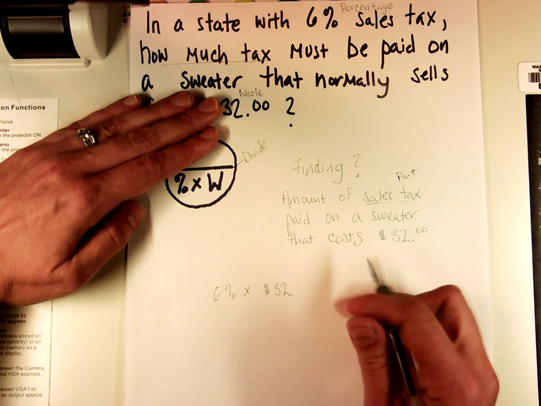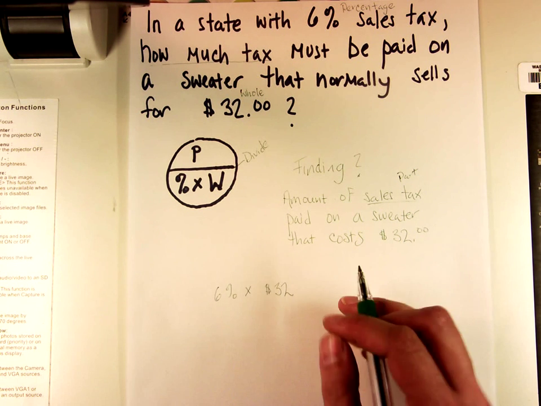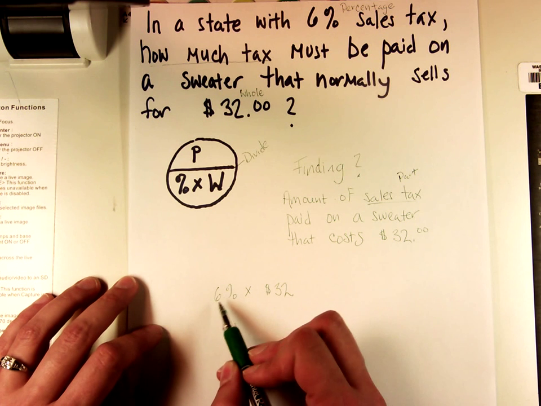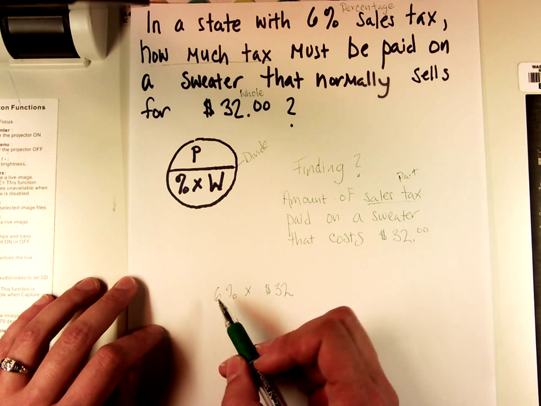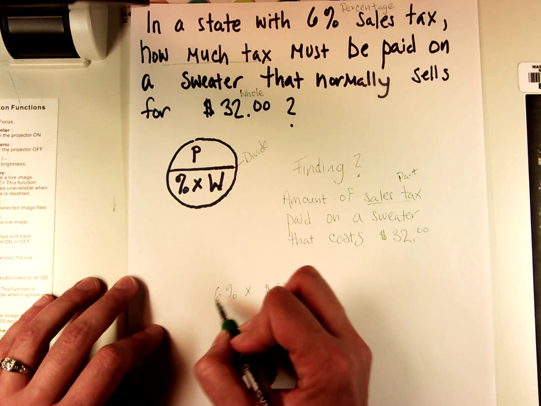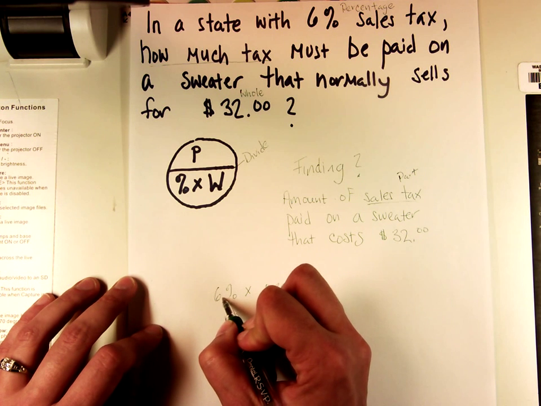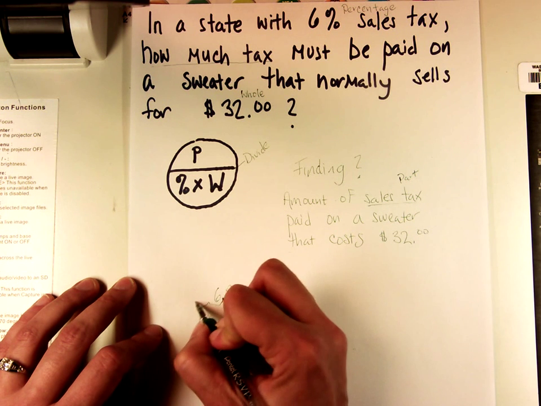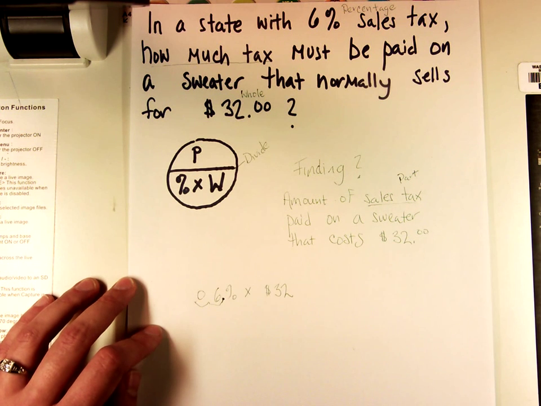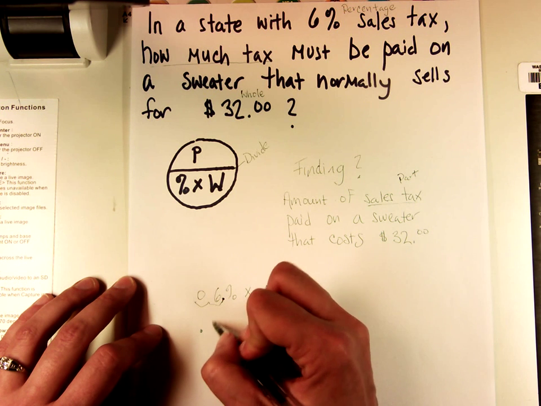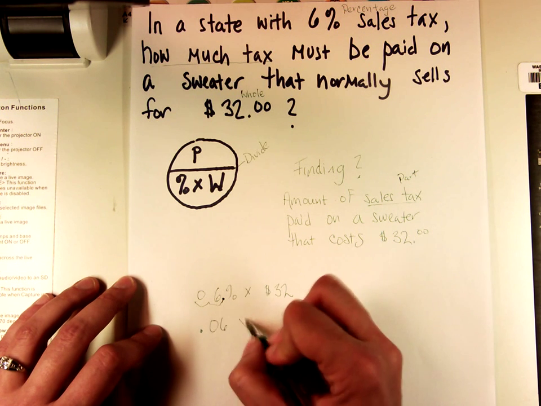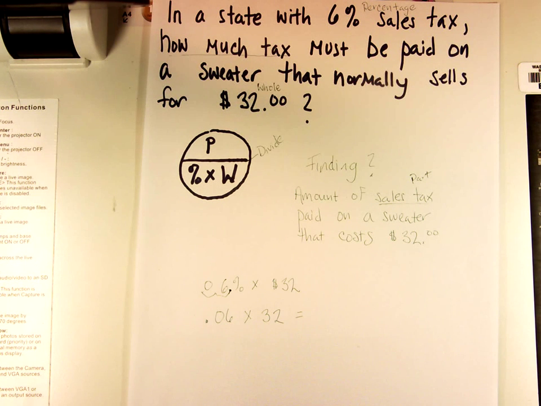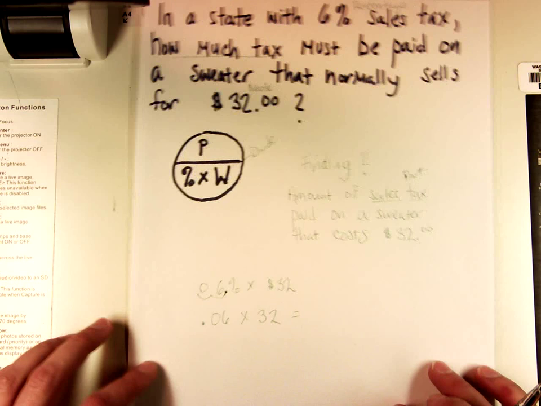Something that I need to remember right here is that this 6%, I can't really work with it in that form. What I need to do is change it to a decimal, which I do by either dividing it by 100, or an easy way to do it that we've seen in our other videos is to move the decimal point 2 places to the left. And now I can work with this number. I have 0.06 times my $32. And then I just need to complete this operation here.